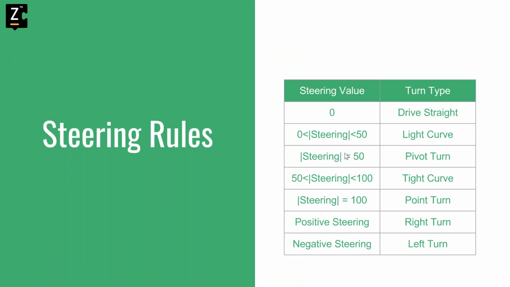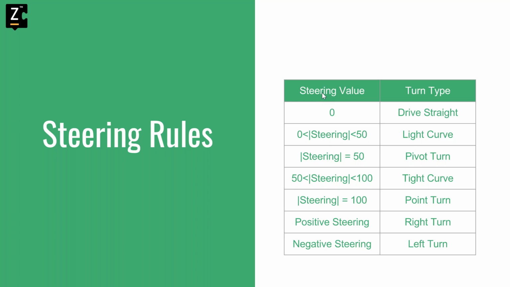The steering parameter, as you can see from this table, can allow us to create any type of turn we like. Just like speed and power, steering is a vector. The magnitude controls the turn radius. The sign controls the direction of the turn. Positive values of steering will create turns to the right. Negative values will create turns to the left.